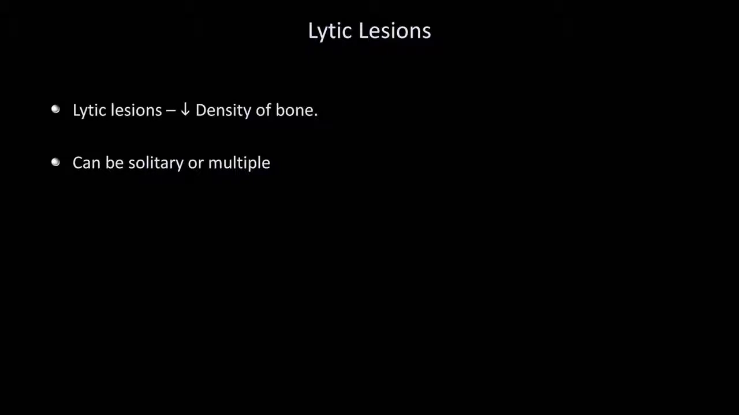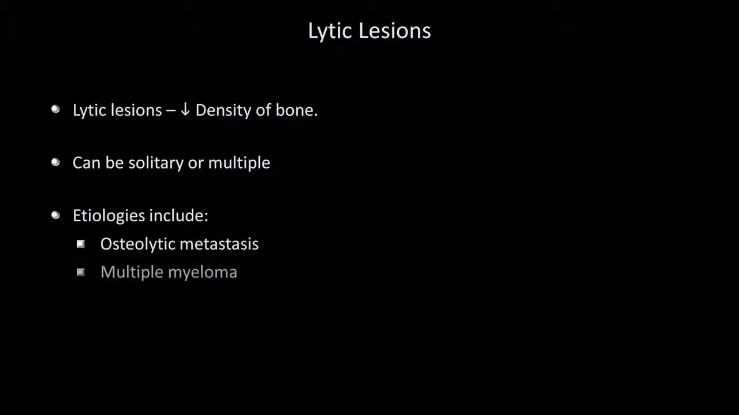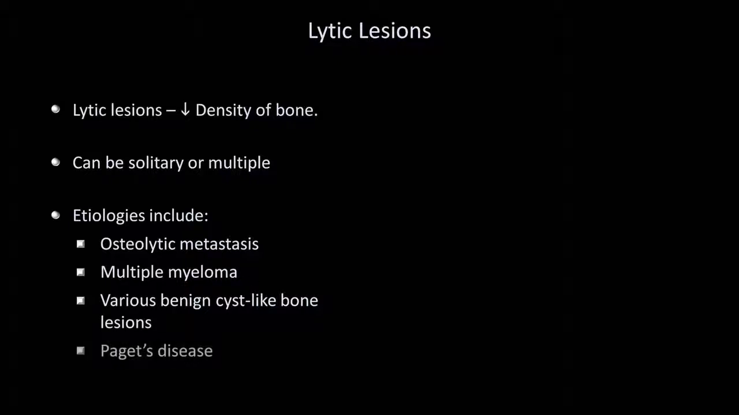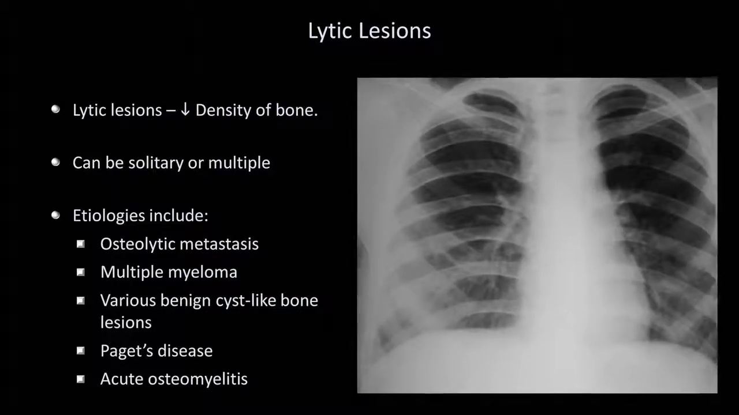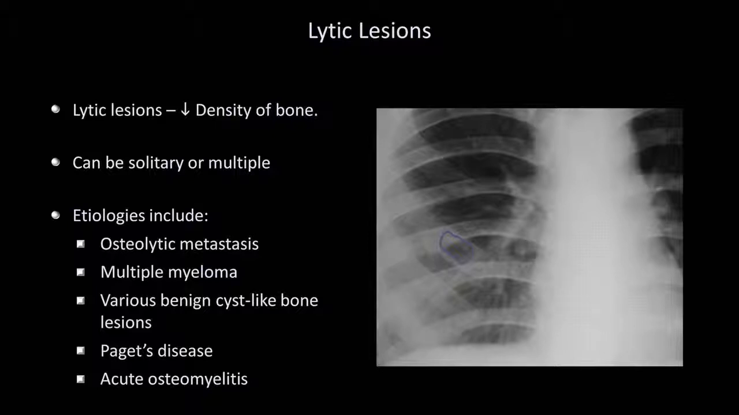Which brings us to the lytic lesions. These are areas of bone where the density is lower than normal. They can either be solitary or multiple. The etiologies are remarkably analogous to those of sclerotic lesions: osteolytic mets, multiple myeloma, various benign cyst-like bone lesions, Paget's disease, and acute osteomyelitis. And once again, the differential diagnosis varies greatly depending upon the age of the patient. Here's an example of a lytic rib lesion, which in this case was actually due to tuberculosis.